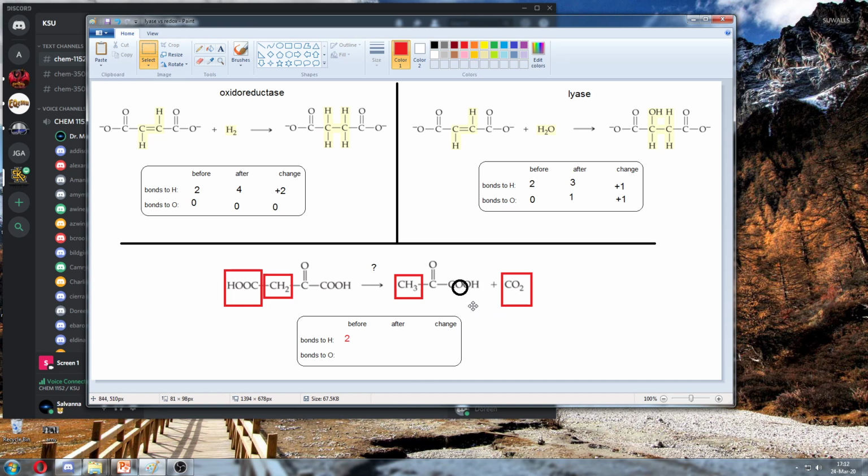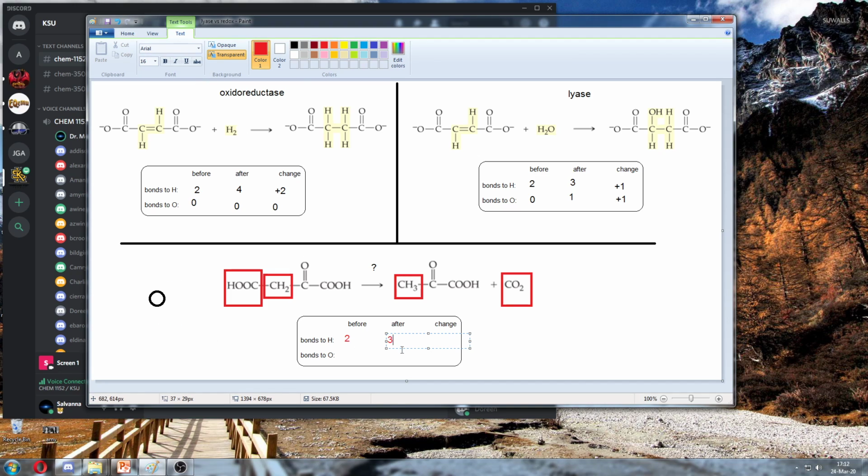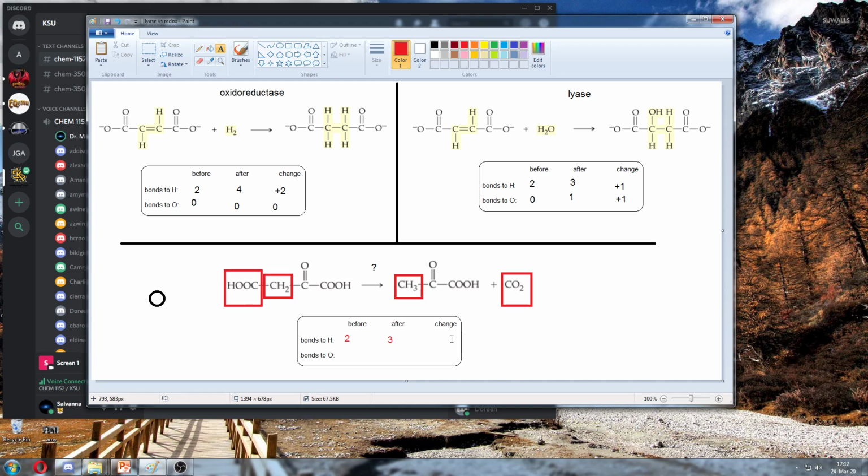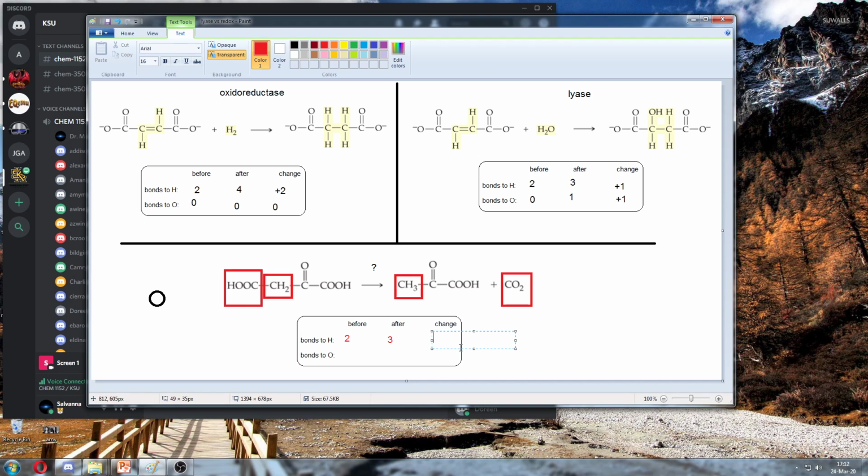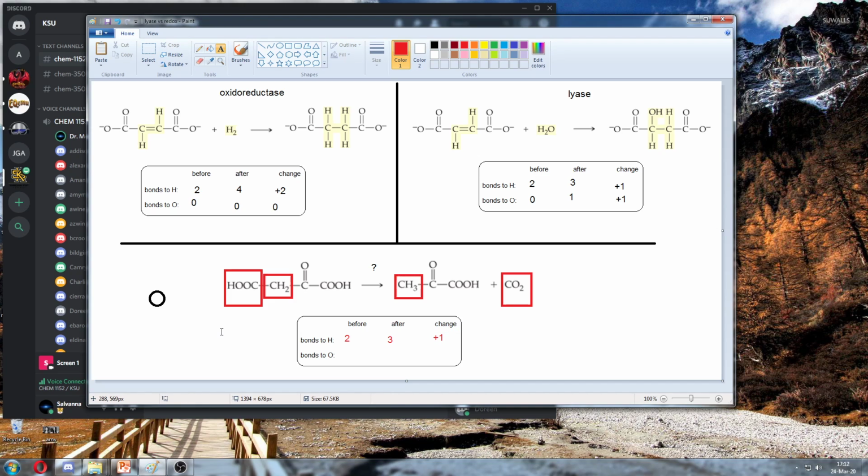And then afterwards, how many bonds to hydrogen? This one now has 3, and this one has none. So our total bonds to hydrogen afterwards will be 3. That gives us a change of +1. It's not always going to be +1, it just happens to be +1 in this case.